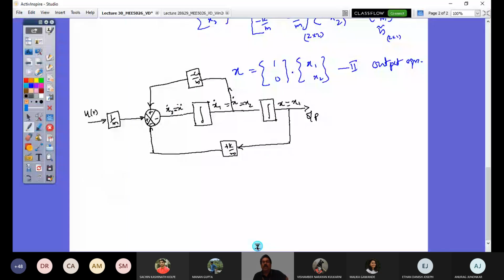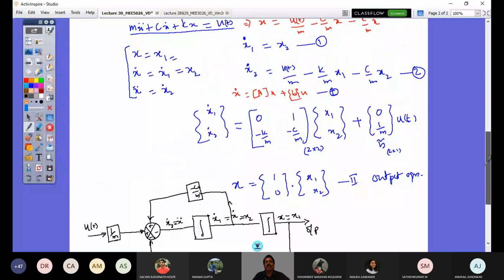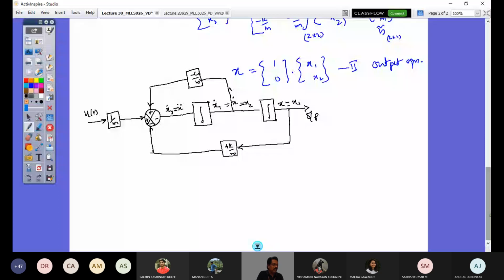So how you go about getting this is what you have to understand. How do you go about getting omega n squared by s squared plus 2 zeta omega n s plus omega n squared? You know zeta is the damping ratio and omega n is the natural frequency. This can be obtained very well from the state space representation of this equation. I will explain that in the next class and continue. At this point of time, I will stop the lecture. If you have any doubts, you can ask. Right? Then we will continue with that.